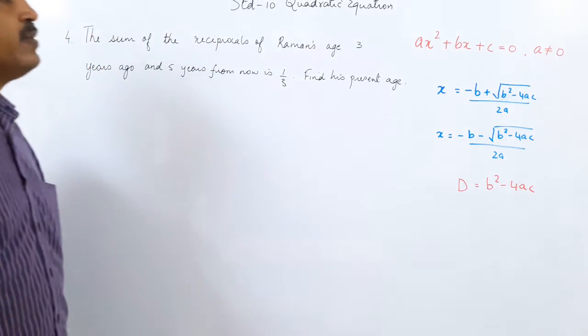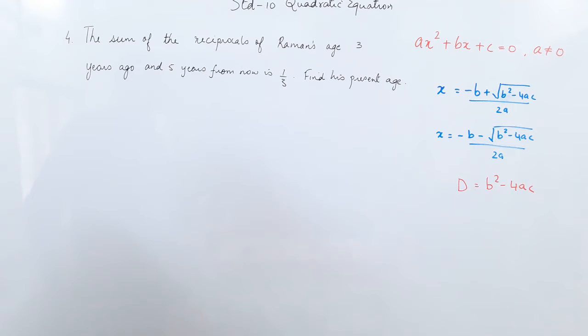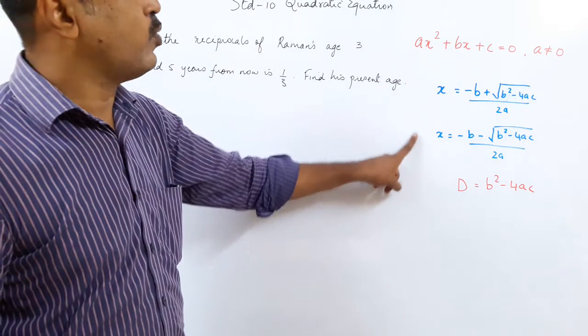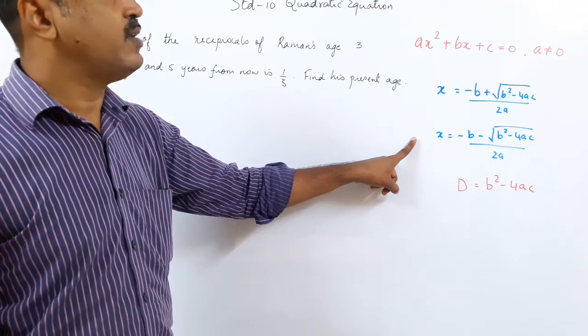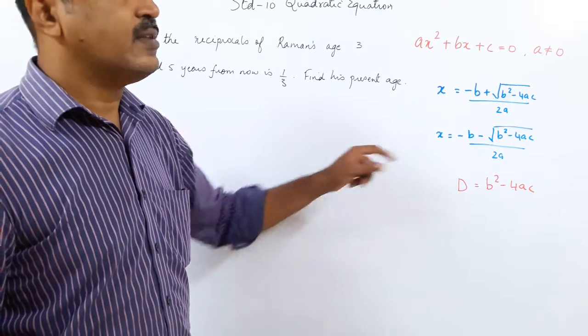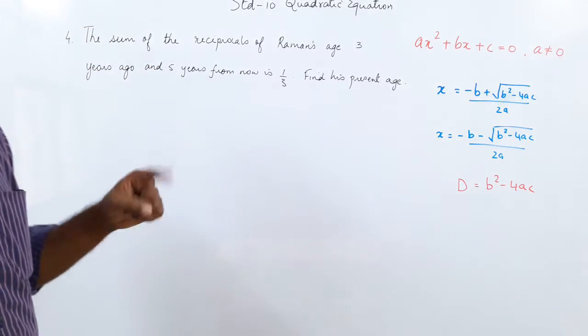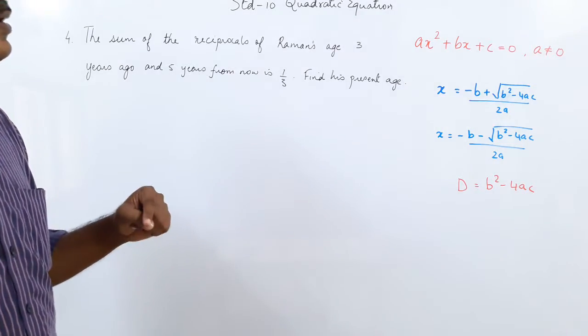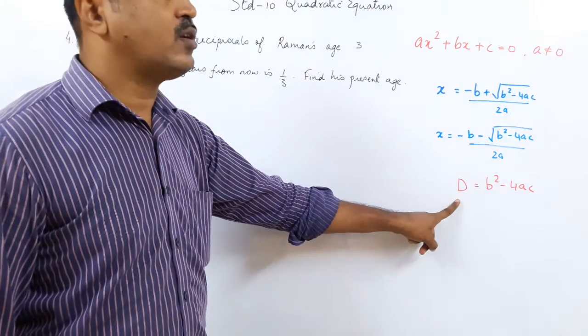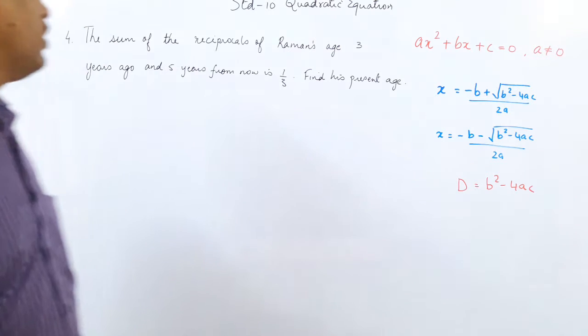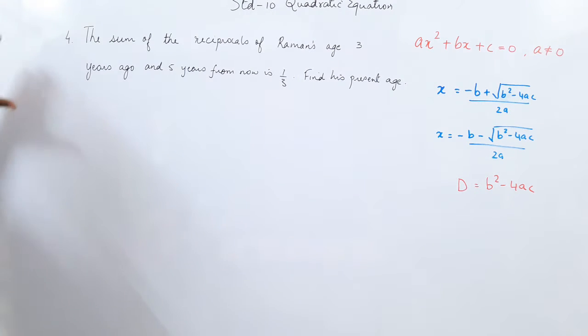So we have done splitting the middle term, we have done the completing the square method, and we have done this quadratic formula. The first is the factorization method, that is splitting the middle term. The second method is completing the square, and the third is the discriminant or the quadratic formula. Now since you have done the methods, we will go to some problem sums.